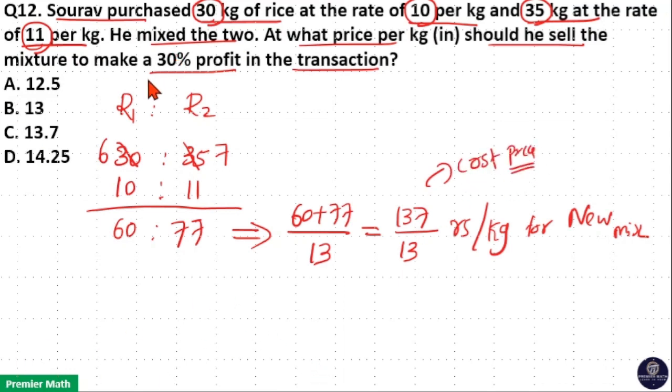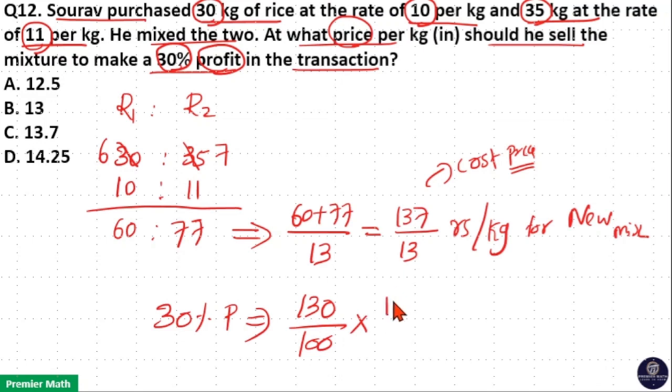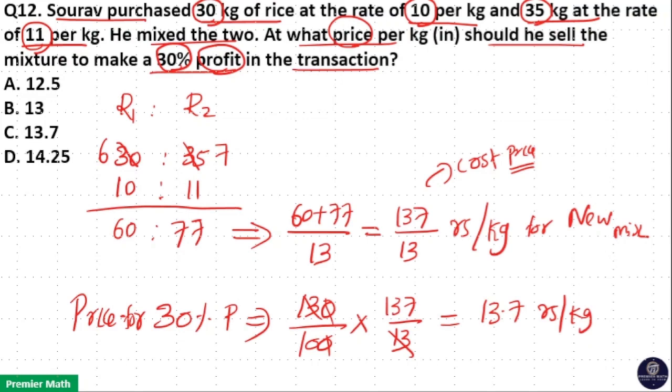Now we need 30% profit price. That is we need to get price per kilogram for 30% profit. So to get 30% profit, we need to take 130% of the cost price. That is 130% of 137 by 13. 13 and 13 cancel, 0, 0 cancel. So to get 30% profit, the price becomes 13.7 rupees per kilogram for new mixture. So option C is your answer.